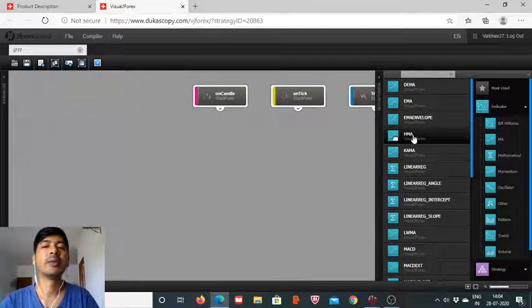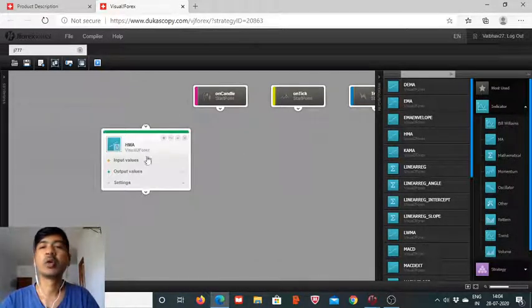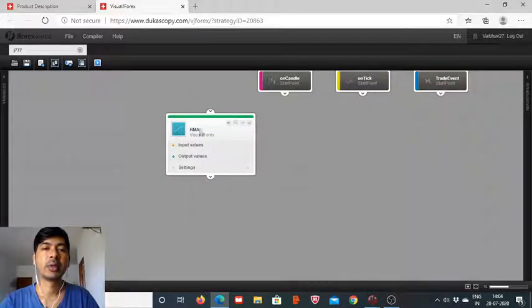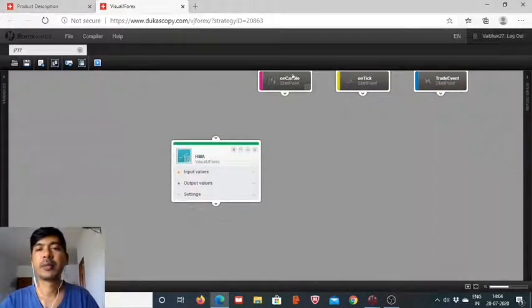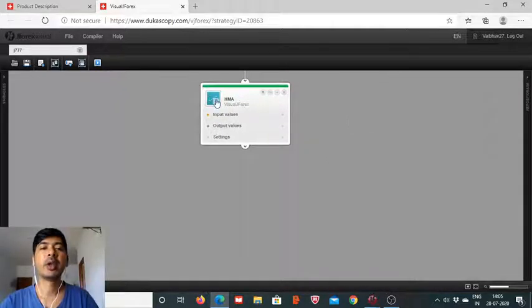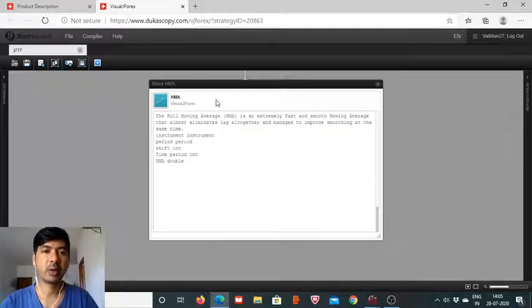Now let's consider the use of the HMA. So this is the HMA block, and the start point can be any of these or all of these: on candle, on tick, or the trade event. Here you will also get a brief description of the Hull moving average.